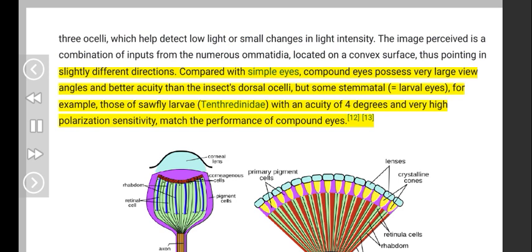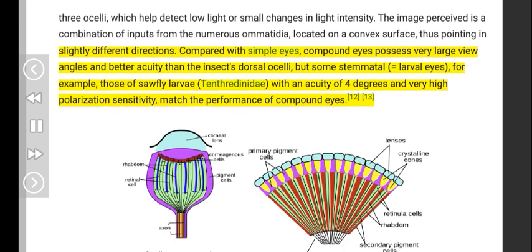Compared with simple eyes, compound eyes possess very large view angles and better acuity than the insect's dorsal ocelli, but some stemmata, or larval eyes, for example, those of sawfly larvae, Tenthredinidae, with an acuity of 4 degrees and very high polarization sensitivity, match the performance of compound eyes.